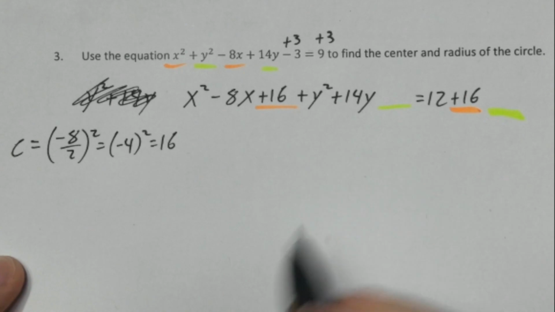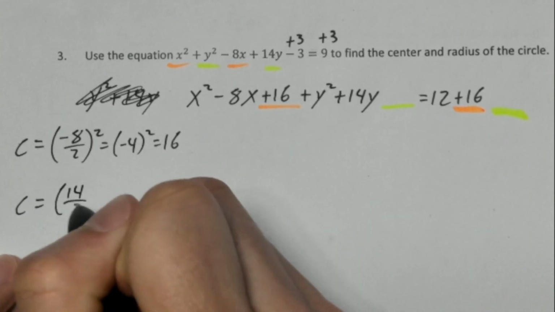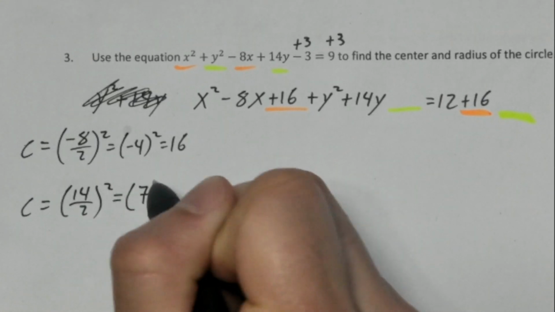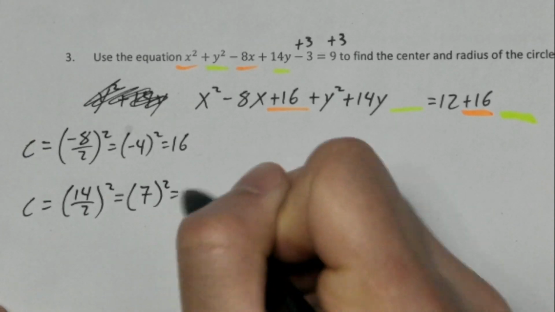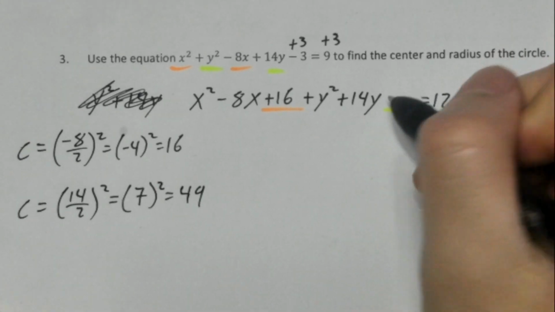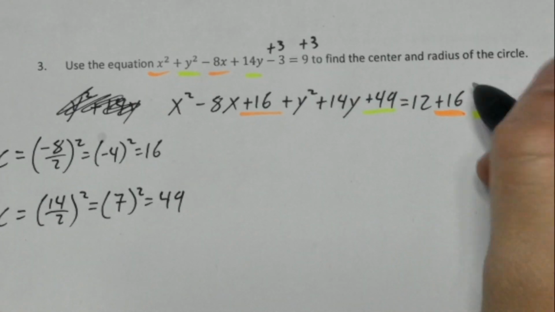Now do the same thing for this one. Equals 14 divided by 2 squared, which is 49. So I'm going to add 49 here, and I'm going to add 49 here as well.